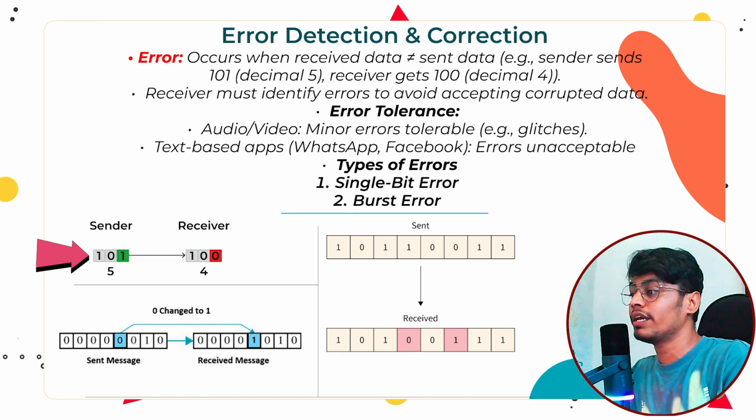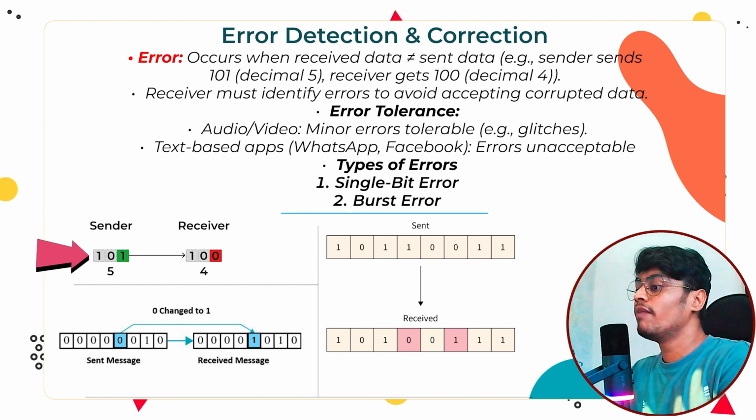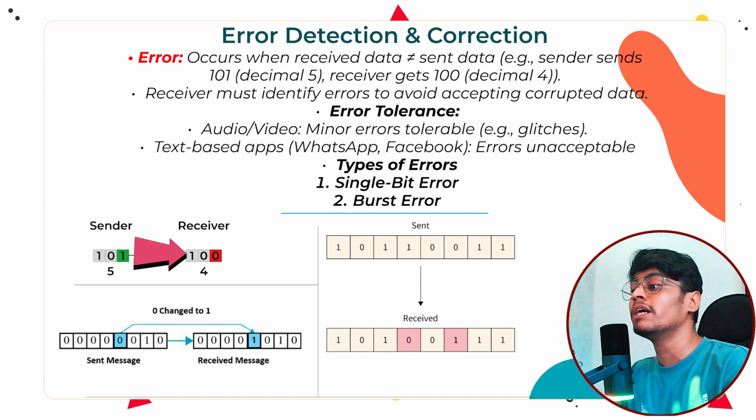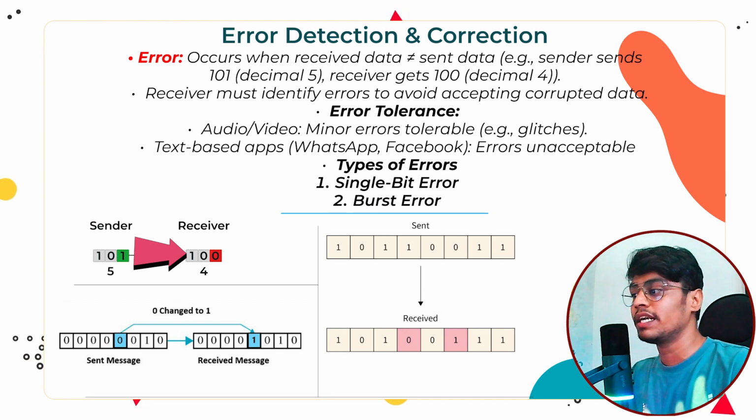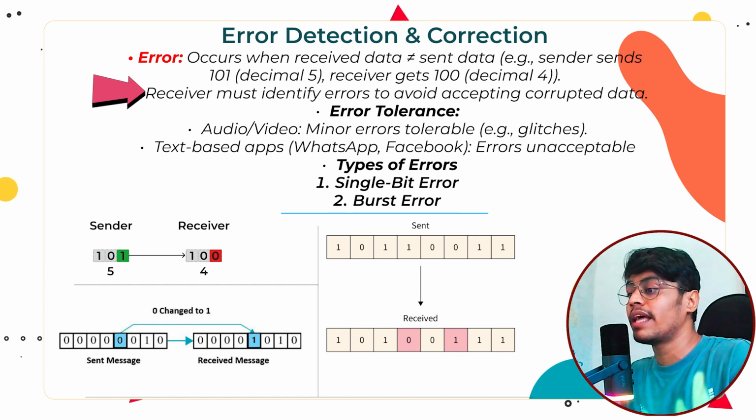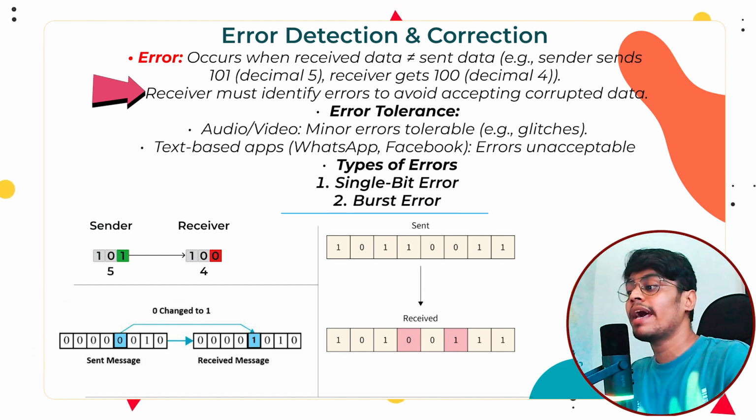But if you look carefully, what had the sender sent? 101 in binary. If we convert this into decimal, it becomes 5. And here 100 becomes 4. So the data changes completely. So if at least I know that there is some error, then we can use the error detection method.